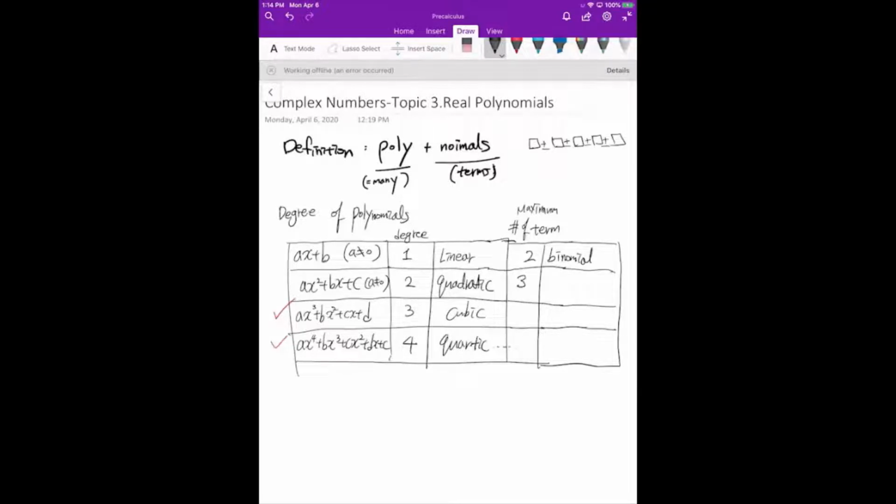You have maximum number of terms in quadratic is 3. What would you call? Vicky, can you guess now? What do you call the bicycle that has 3 wheels? Trinomial. Right, trinomial. Very good. Okay, maximum number of terms for cubic is 4. Julie, can you guess? Quadronomial. Very good.